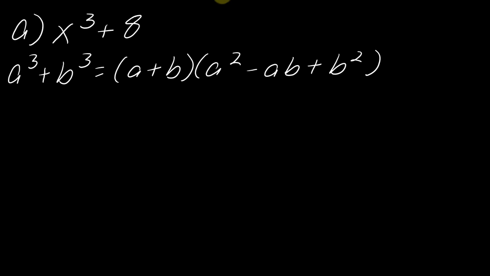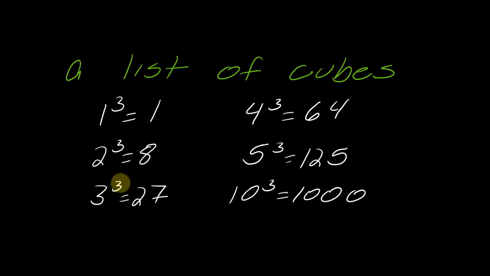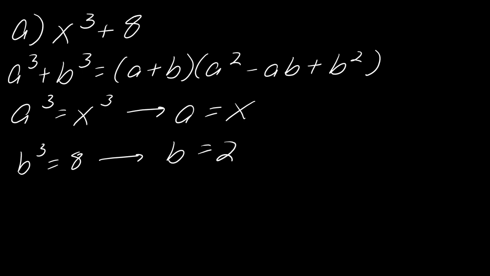And so now looking at this, what I really need to do is describe what stands for the a, what stands for the b. So in my a cubed place, I have x cubed. So that means that my a in the formula will be equal to x in this situation, right? And then in my b cubed spot, what do I have? I have 8. And so if I go to my list of cubes, 2 cubed is 8. So it is the 2 that is going to be in that spot for the b. So my b equals 2.